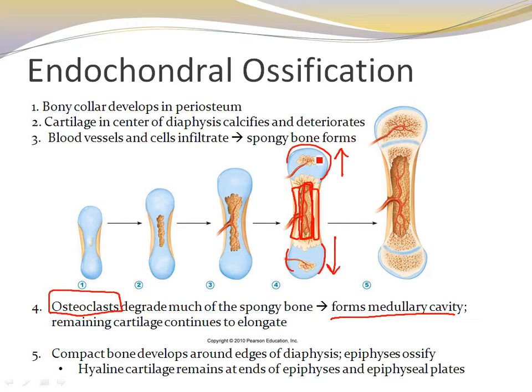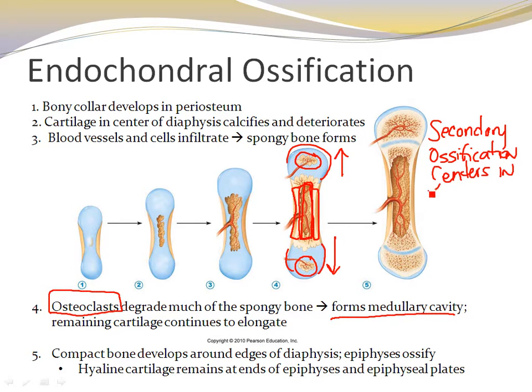Eventually, what happens up here in the epiphyses, you have what are called secondary ossification centers in the epiphyses. And there you have spongy bone that forms. So the cartilage degrades, osteoblasts come in, blood vessels come in, bring in those osteoblasts, oxygen and nutrients, and you have spongy bone that forms there in the secondary Ossification Center.